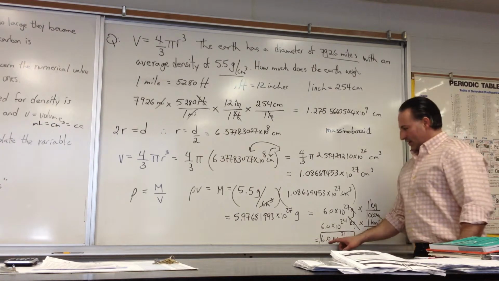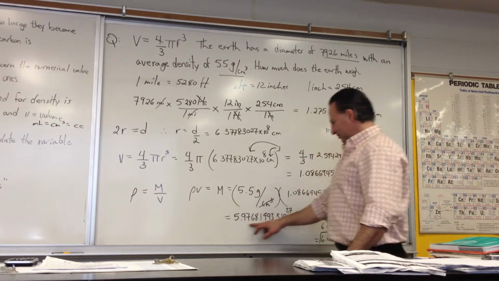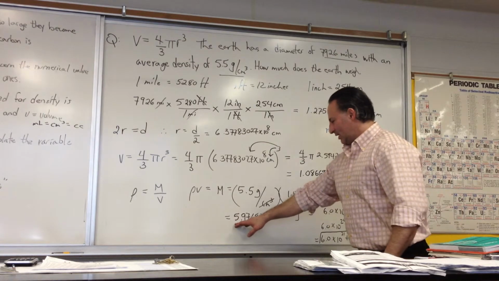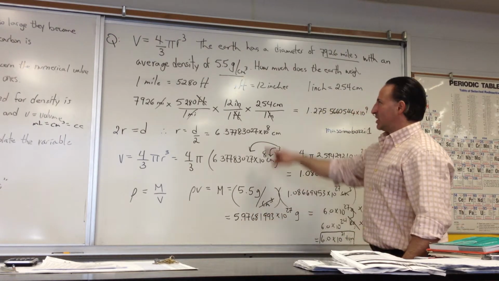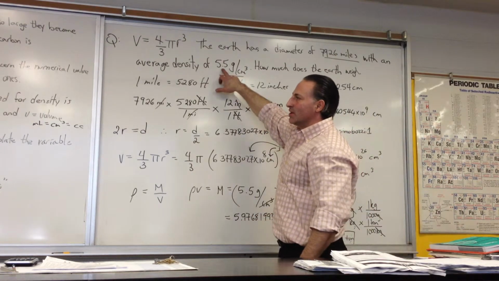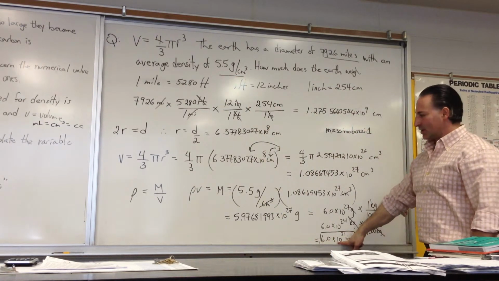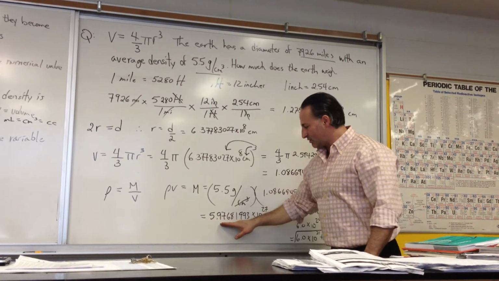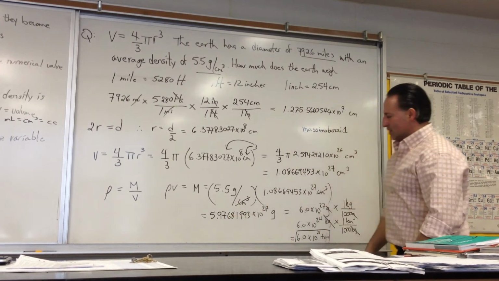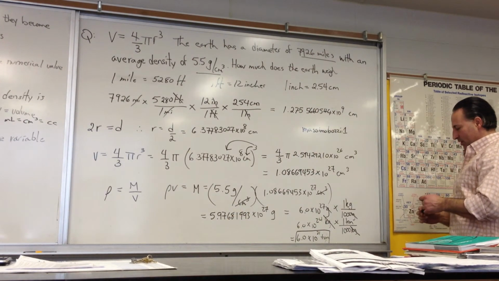Now you notice I had a bunch of numbers here, but I can't really report to that level of accuracy, because in my question I only had 2 significant figures. So I have to limit myself to giving an answer with only 2 significant figures. So if you round this off to 2 sig figs, you get 6.0 times 10 to the 21 tons.